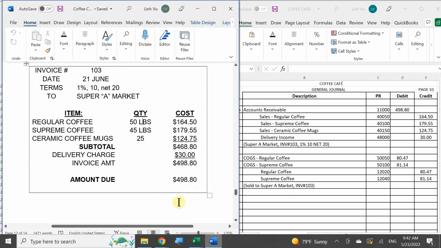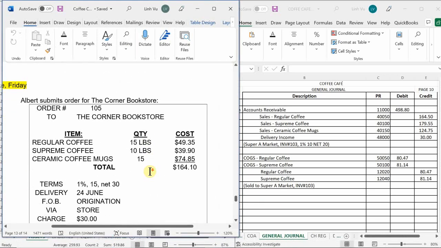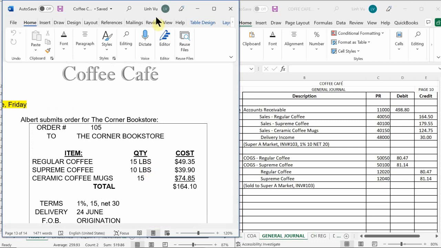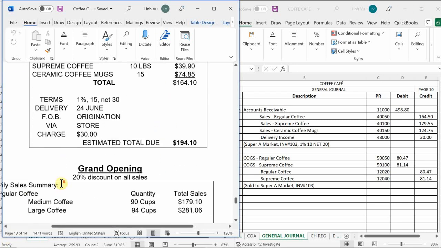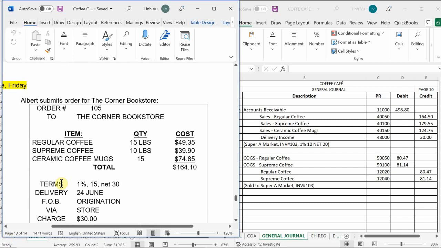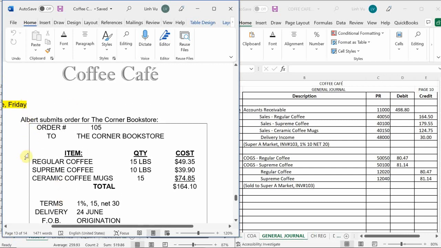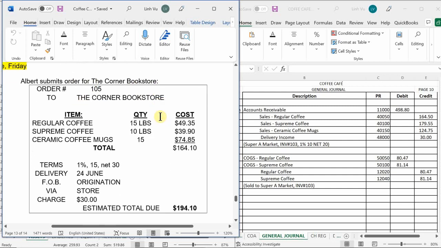Okay. Good. So, let's do this last one here, and then we'll stop here, okay? For a break. So in this case, now Albert submits an order for the corner bookstore. Okay? This is not to be delivered until June 24th. Okay? 1% 15 net 30. We want to sell 15 pounds of regular coffee, 10 pounds of Supreme coffee, and 15 coffee mugs to the corner bookstore. And we're going to charge them some delivery.